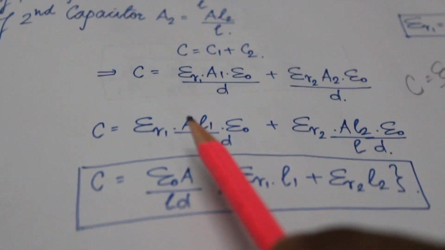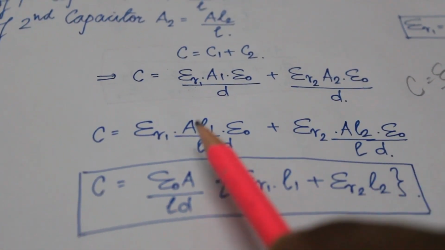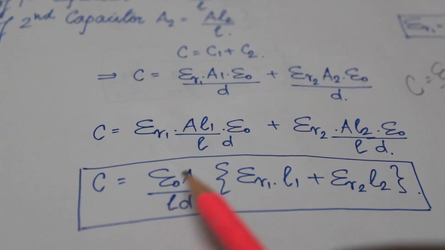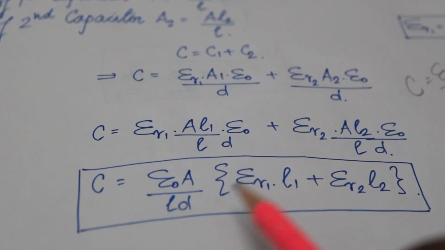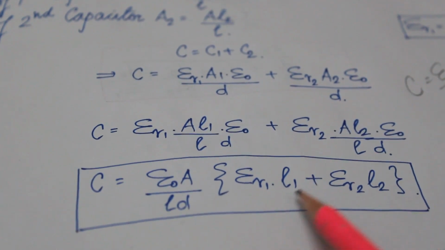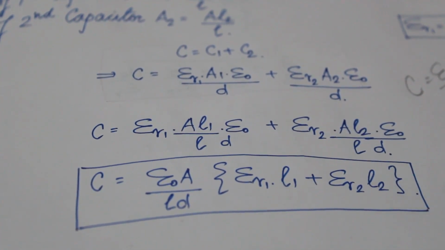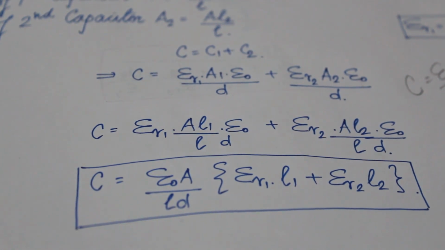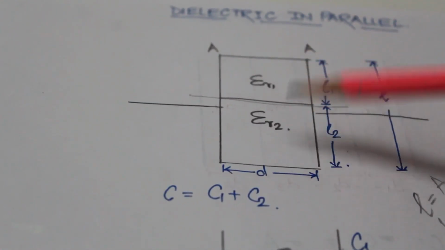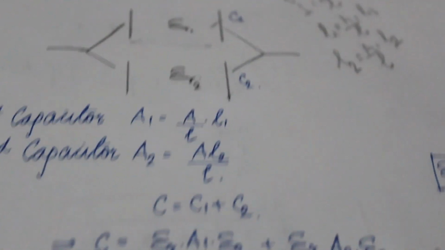So if we put them in, this will be the equation. Taking the common factor out, epsilon naught A upon L d, we will get epsilon R1 L1 plus epsilon R2 L2. If there is one more, then plus epsilon R3 L3 and so on. So using this formula you can find the net capacitance if the dielectrics are arranged in such a manner. Thank you students for listening patiently.